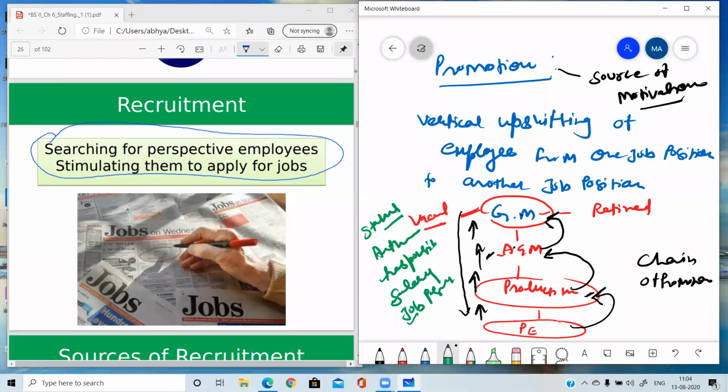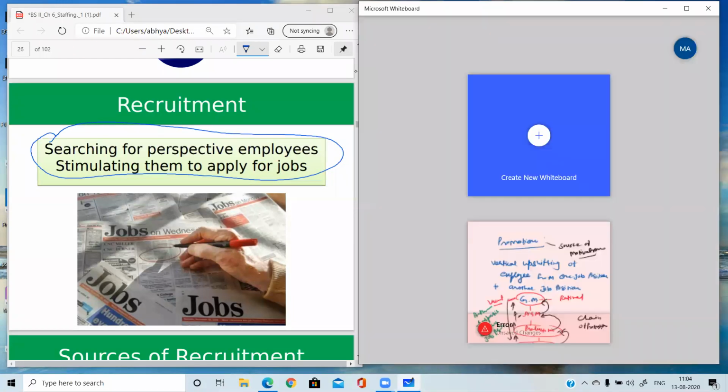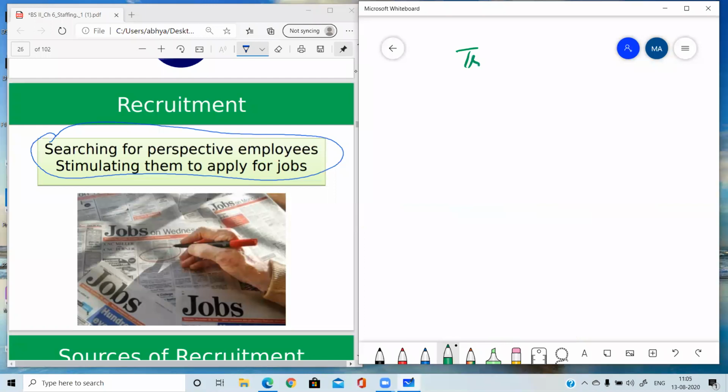And the second source is the transfer. And transfer means, what does it mean? Transfer, like one person is transferred from Delhi to Mumbai, Mumbai to Calcutta. So what does transfer mean? Transfer basically refers to horizontal shifting. Yes, horizontal shifting, shifting of the employee. It is known as horizontal shifting.